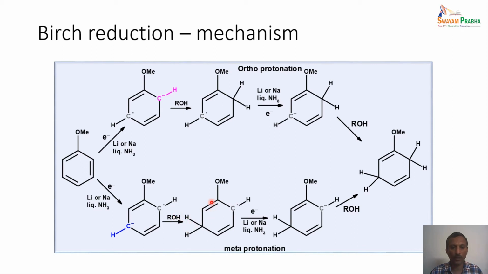So this carbon is meta to this substituent. So this meta carbon gets the proton. That is why this is called the meta protonation pathway. In the second step, a second electron is added, that is, the radical is added to this particular carbon, which gives a carbanion here, and this carbanion abstracts a proton from the solvent to give this final product. So whichever pathway it follows, we end up with the same product finally. So this is how the Birch reduction actually happens.